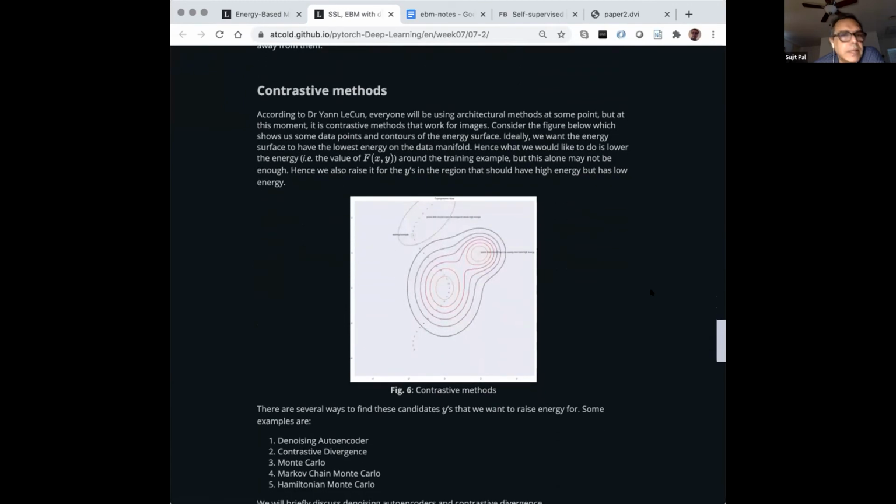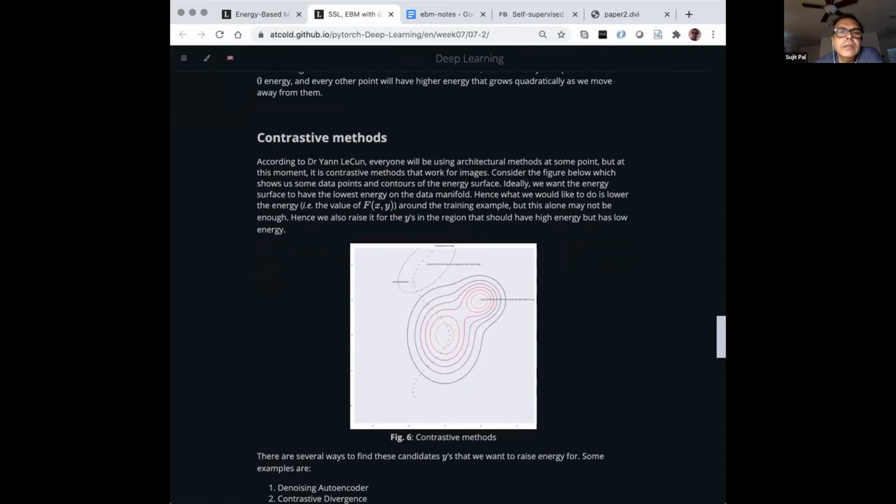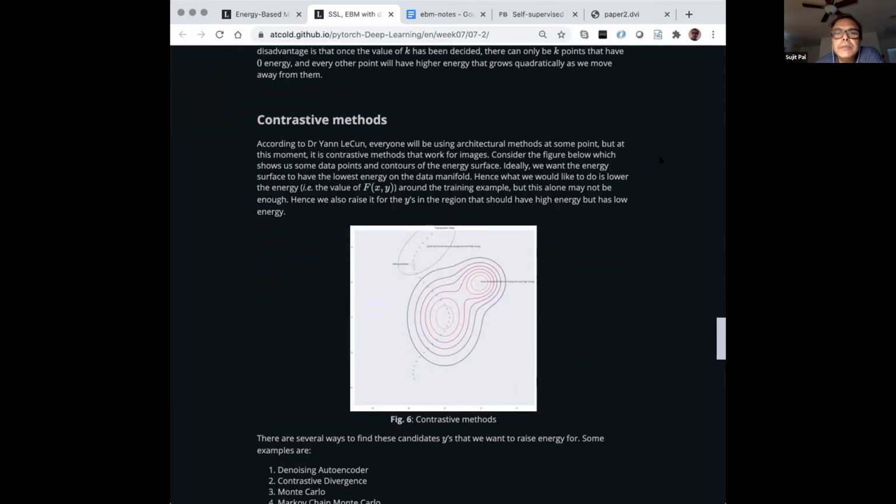Then contrastive methods. Here it says, according to Dr. Jan LeCun, everyone will be using architectural methods at some point. But contrastive methods actually work for images. And he says, consider the figure below. I don't know about you, but when I was watching the video, it was very unclear to me what this thing was. I had to look at the notes to figure this out, because I wasn't able to see how he was handling where the manifold was and whatnot.